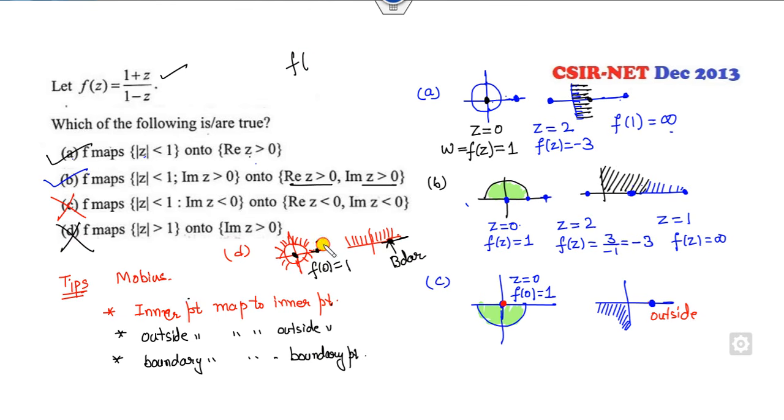Otherwise, you can also take an outside point. If I take the outside point 3, what is f of 3? It's 4 over minus 2, that is minus 2. Again, it lies on the boundary because the imaginary part is 0. So it's again on the boundary. That's why the correct options are A and B.